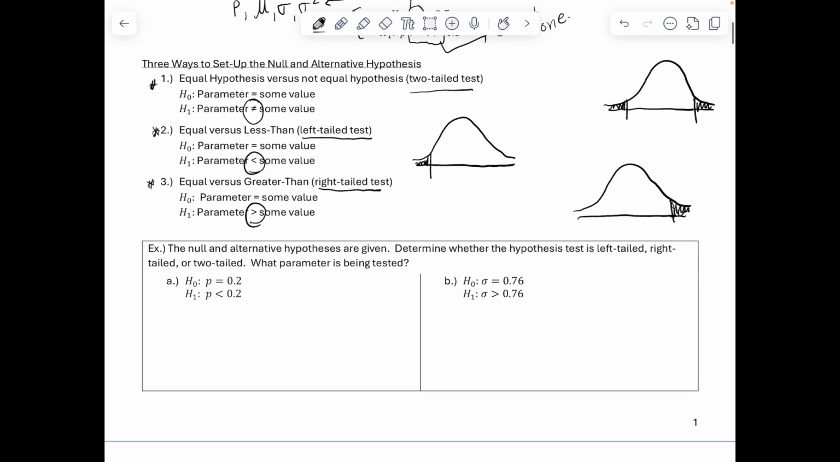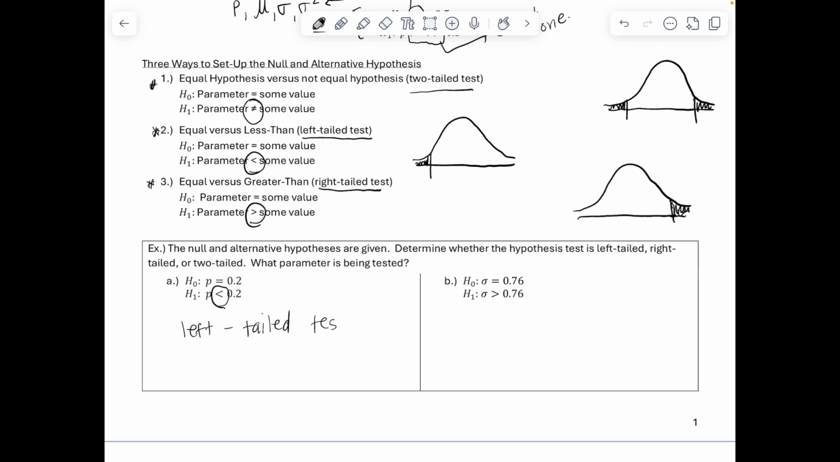So the example right below says the null and alternative hypotheses are given. Determine whether the hypothesis test is left-tailed, right-tailed, or two-tailed, and then which parameter is being tested. Again, that parameter is either going to be P for proportions, mu for means, sigma for standard deviation, or sigma squared for variance. So if you look at part A, it says our null is P is equal to 0.2 and H1 is going to be P is less than 0.2. And so looking at this symbol here, we can tell that this is a left tail test.